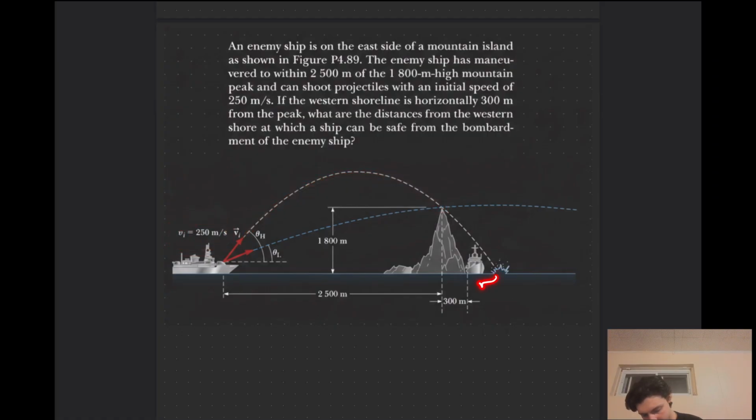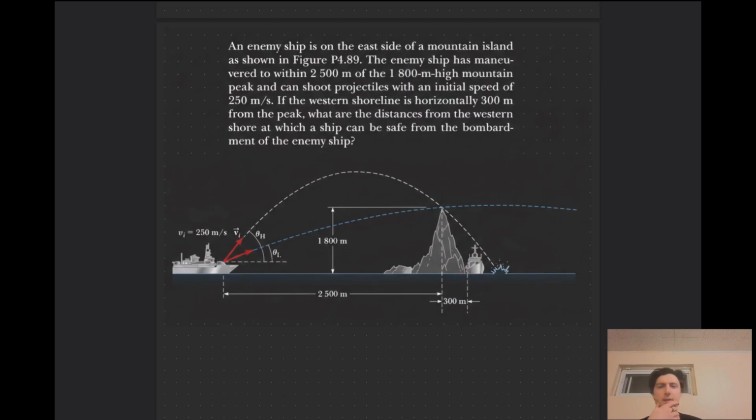So there is a distance over here, some distance d. We don't know. We could call it x. We can call it question mark. We can call it d. It doesn't matter. This is what the question is asking us for. So at what distances from the western shore? And the western shore is this point right here, right?